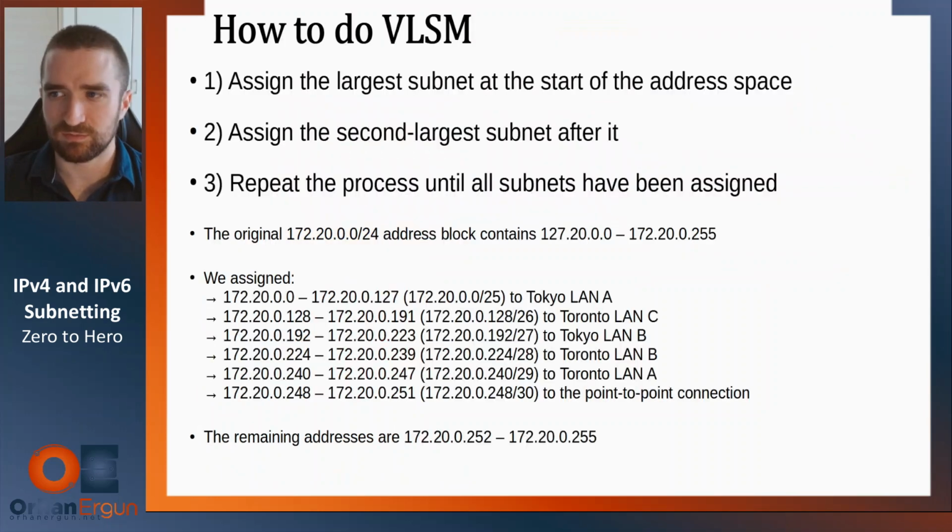Okay, and here is the final review. So we just assigned the .248 to .251 range. That's the 172.20.0.248/30 subnet to the point-to-point connection. Now we do have a few remaining addresses. These can go unused for now. Maybe we'll need them later. We can assign them to another subnet, another point-to-point connection, for example. But for now, they are unused. But that's not so bad.